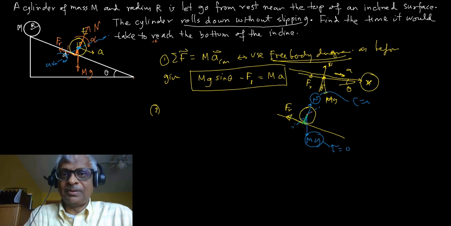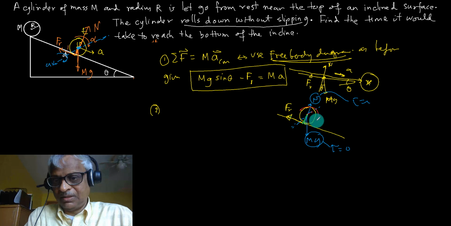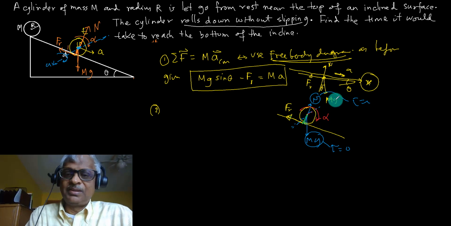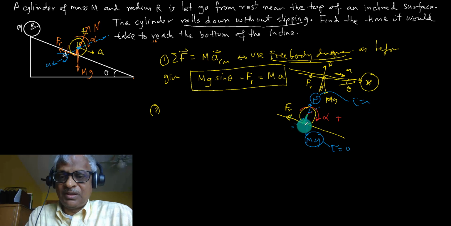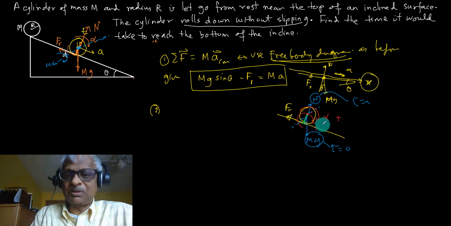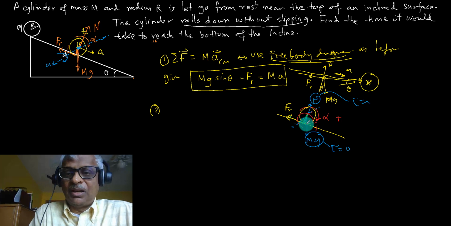So if this is the alpha, say this is a positive orientation, then the torque is also a positive orientation. So that's what I was talking about, the sign.